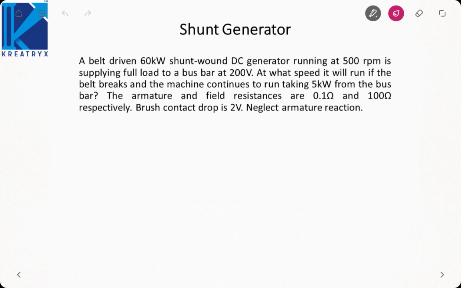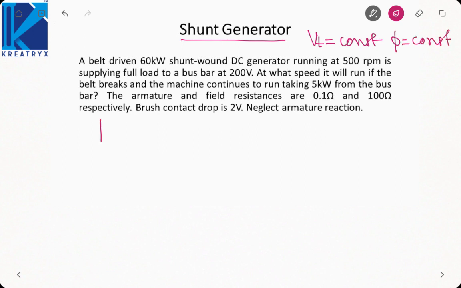Next category, let us look at shunt generator. It is saying a belt driven 60 kilowatt shunt wound DC generator running at 500 RPM is supplying full load to a bus bar at 200 volt. At what speed will it run if the belt breaks and the machine continues to run taking 5 kilowatt from the bus bar? Armature and field resistances are given. Remember, in a shunt generator, as long as the terminal voltage is constant, you can assume flux to be constant.